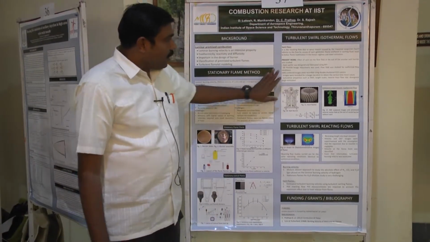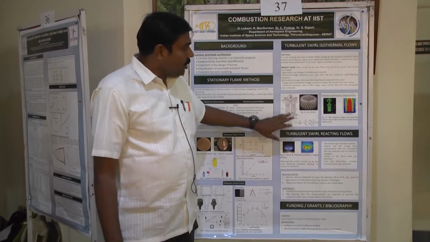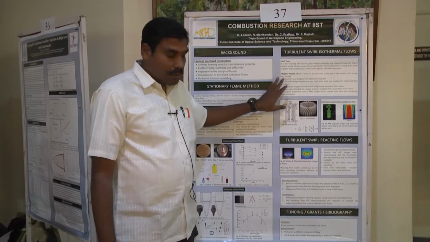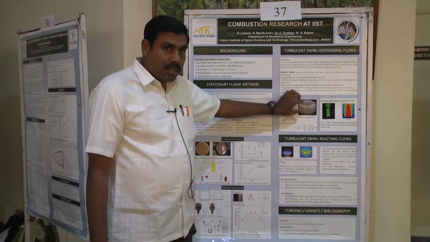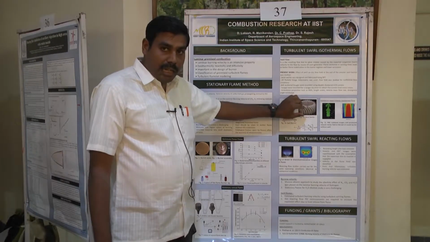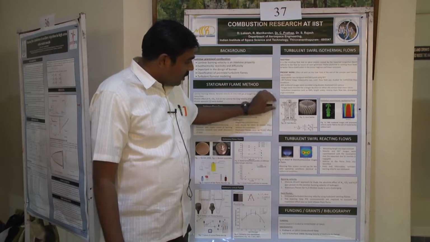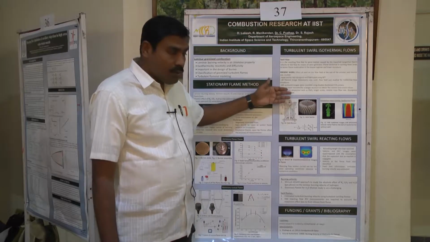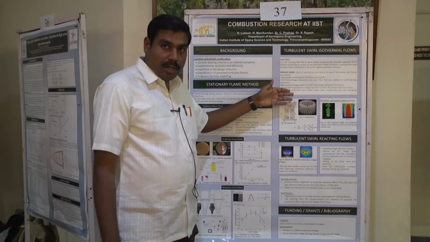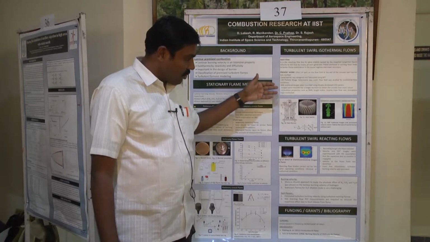The second part that we are working on, from an application point of view, is turbulent swirl isothermal flows. Basically, we have a swirl burner with which we can change the axial swirlers with different degrees of swirl intensities. Initially we started without any swirl, and then we got the flow fields using particle image velocimetry, which is basically a 2D planar imaging velocity field.